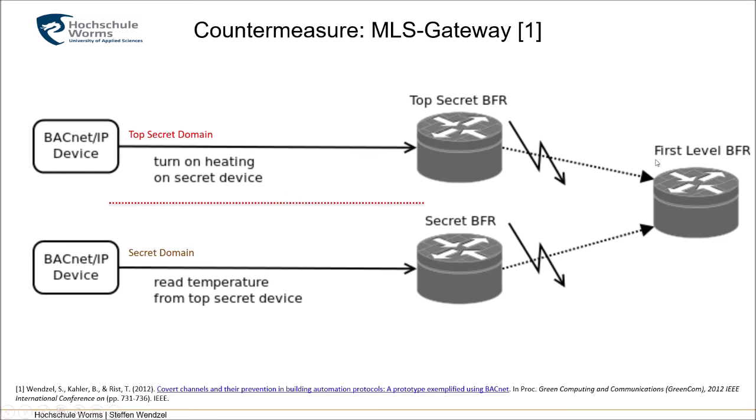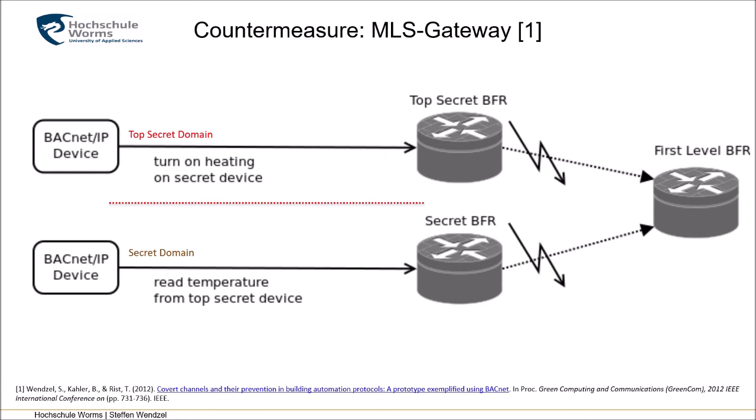Or that secret level devices cannot read the temperature from a top secret level temperature sensor, but such a device here can also not turn on the heating on a secret level device. So you can map these policies, and for every floor and every room you can have your own router if you want, and in the end there's a central router. In our testbed setup, this was of course not redundant, and it was just a proof of concept, but it works, and it can be easily done with such software.